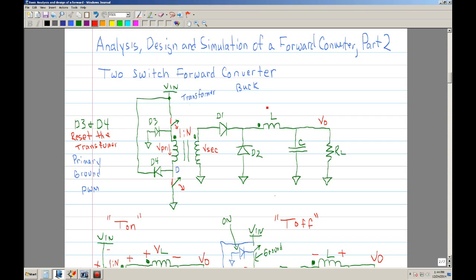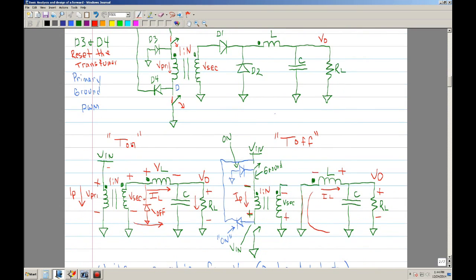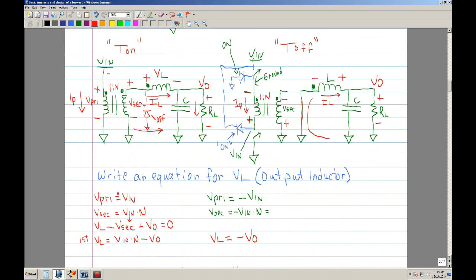And then you have a low pass filter, which is this here, L and C, and then of course your load resistance. And I showed how, depending whether it's T on, meaning the primary MOSFETs are turned on, you break up a schematic into its components, and then you also do the same thing when the primary MOSFETs are off, which is T off, and you write two equations that describe the voltage across VL. Okay, and then you use the volt-second rule.